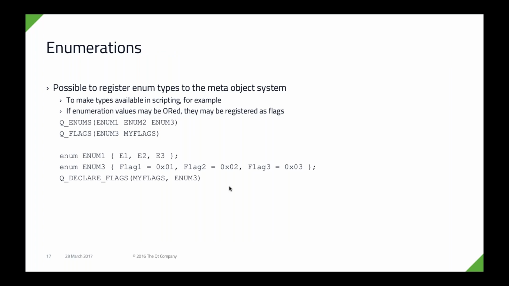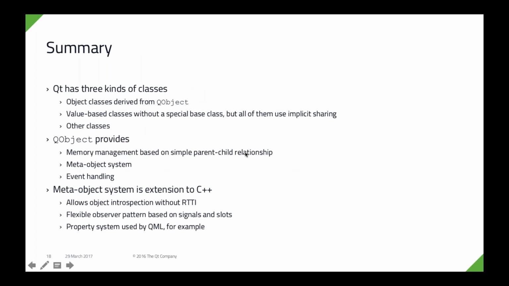Additionally, we can register enumerations so that they're also available to the property system, to the meta object system. If you need to access enumerations, they're done by creating a Q_DECLARE_FLAGS and looking at them that way. Okay. So, any questions on the basics of QObjects so far?